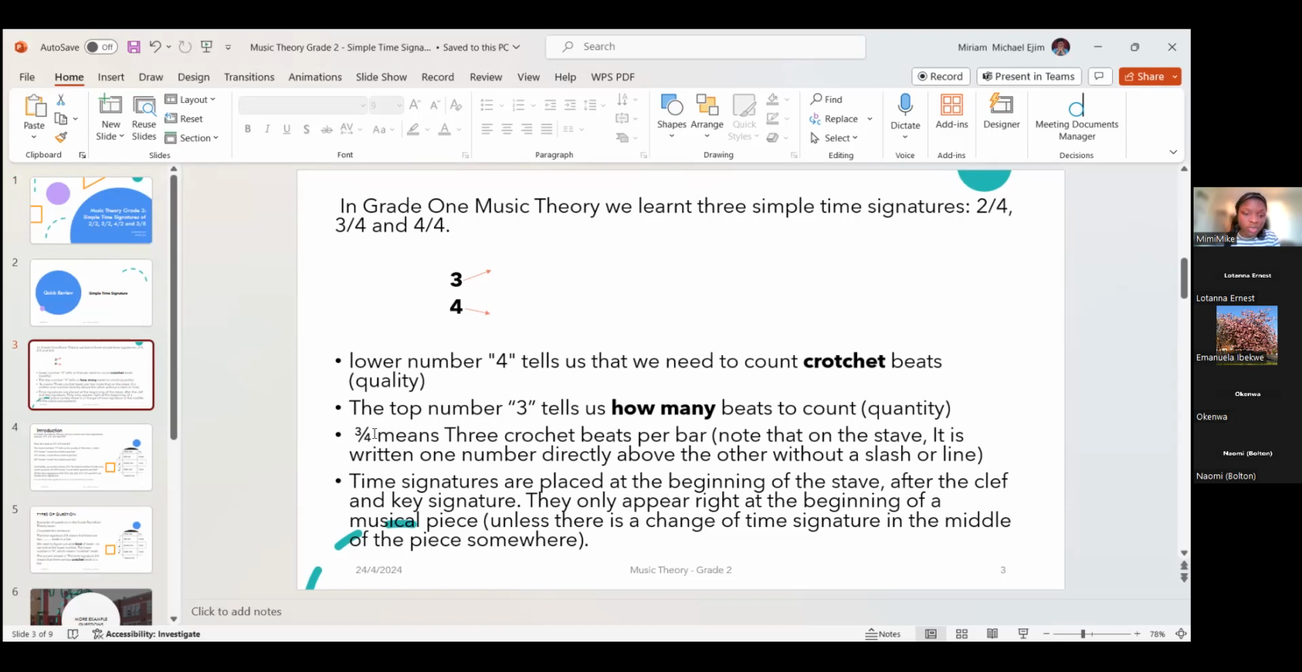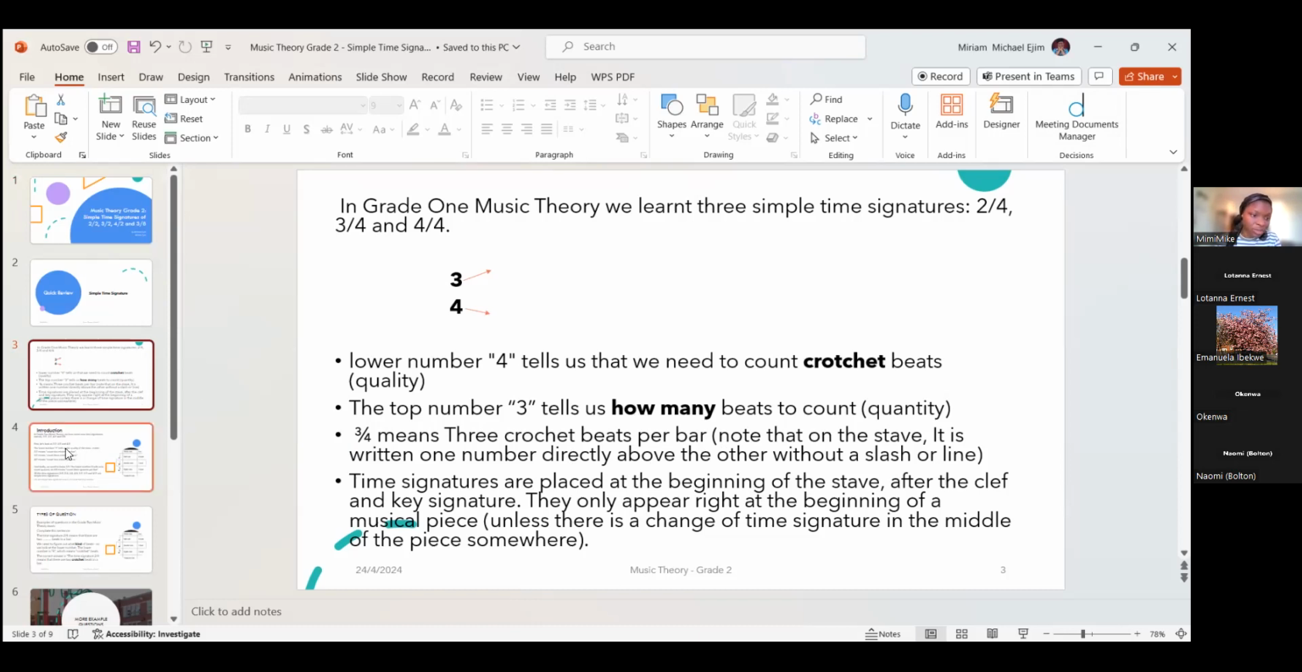And we should also note, while writing the time signature, there is no slash. While writing it here, we just write it like this for better understanding. But on the stave, it is written one number directly below or above the other without a slash or a line. Okay. So that's what's in grade 1, right? We learned about 2-4, 3-4, and then 4-4.